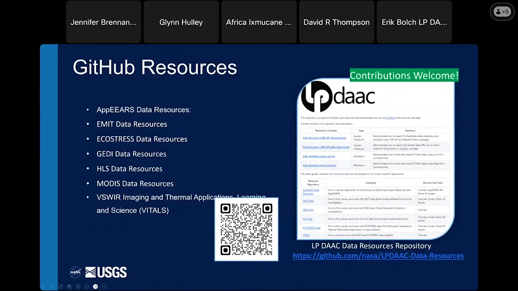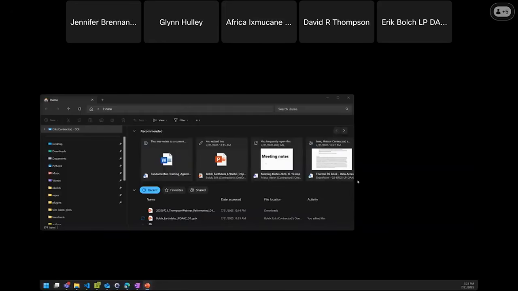And lastly, I'll also mention that we have a ton of different GitHub resources. We have resources for AppEEARS, and I didn't mention it, but AppEEARS also has an API, so you can interact with that through the API or Python. Tons of examples for working with these various data sets at these links.